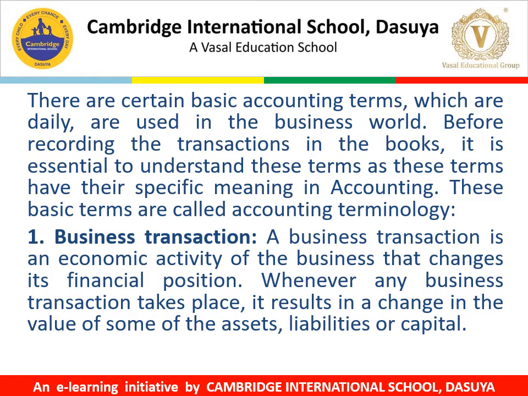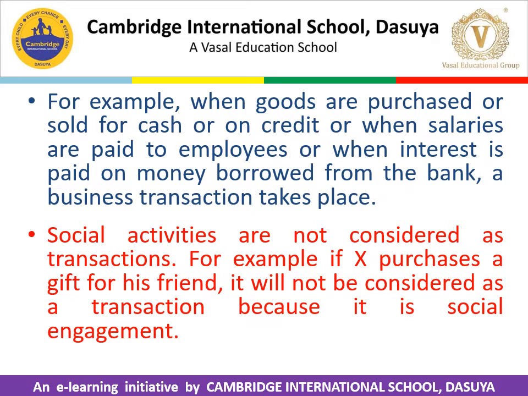Transaction means any event or happening which we can express in terms of money. For example, salaries paid, rent paid, commission received, etc. Any activity which we can express in terms of money is called a transaction. A few more examples of a transaction: when goods are purchased or sold for cash or on credit, or when salaries are paid to the employees, or when interest is paid on money borrowed from the bank, a business transaction takes place.